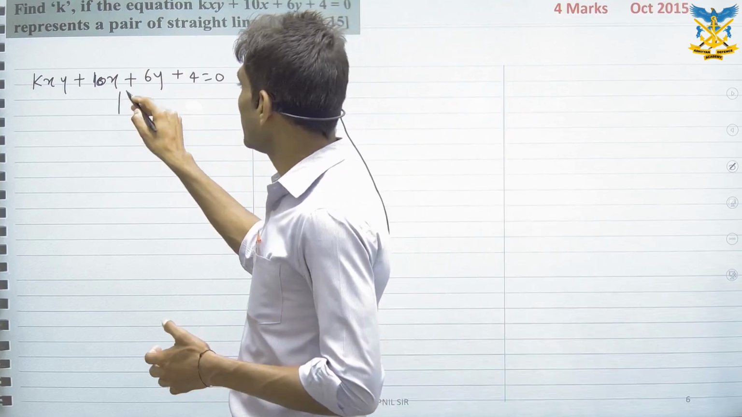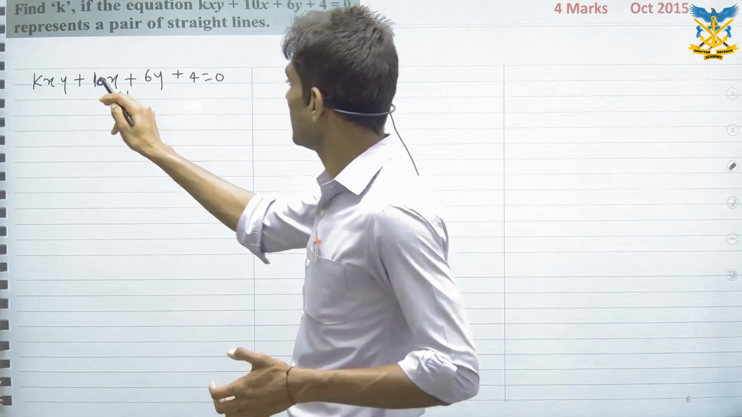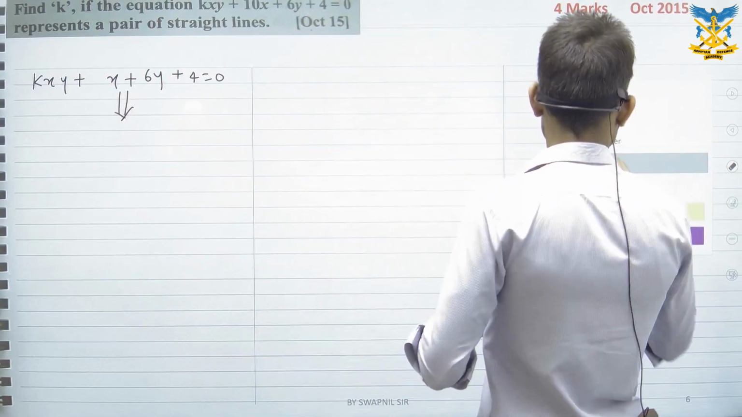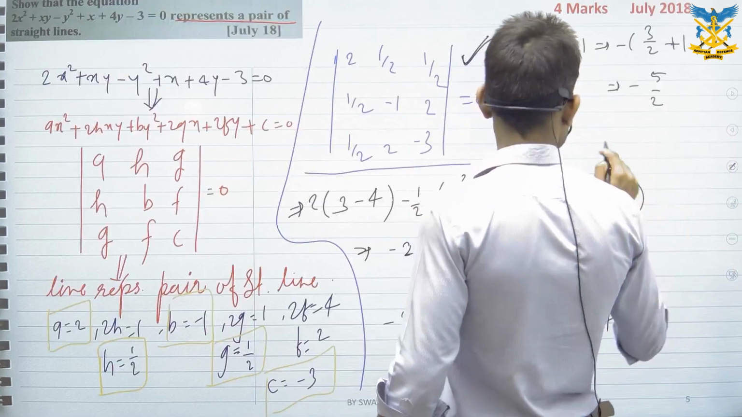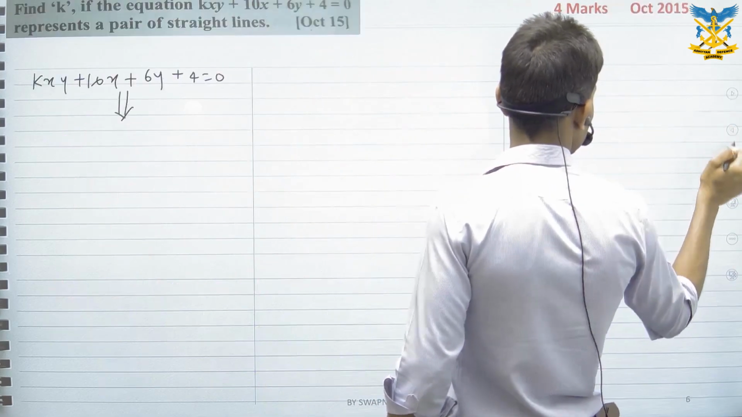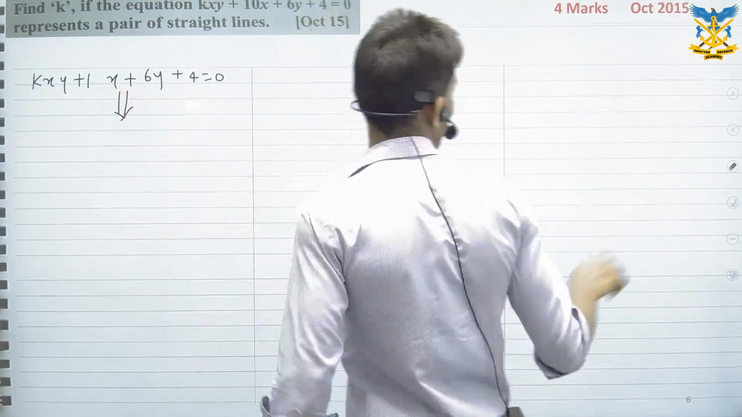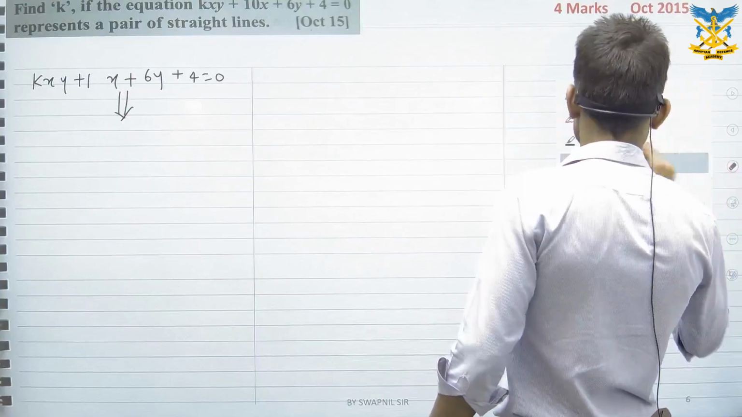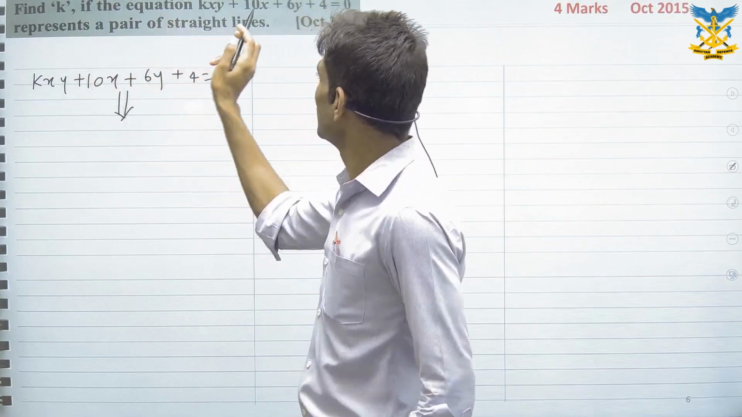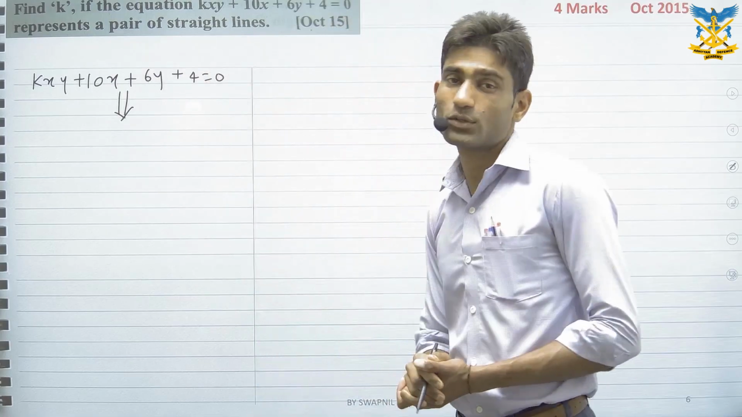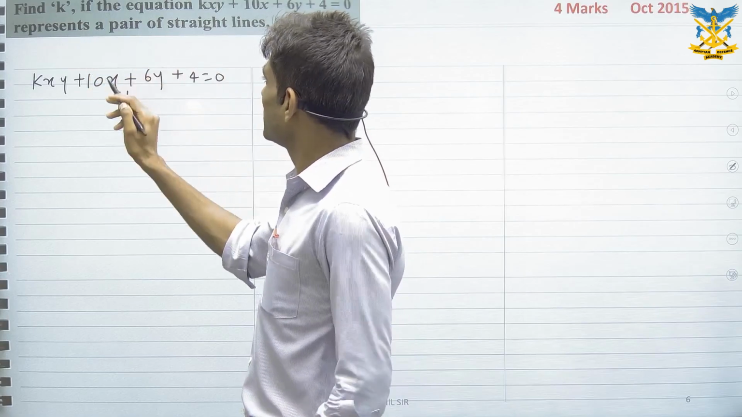Just a minute, let me change this 10. This one is 10x. We have been given kxy plus 10x plus 6y plus 4 equals 0, which represents a pair of straight lines.